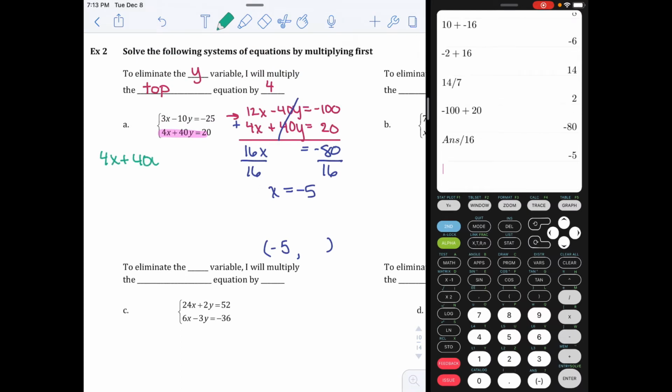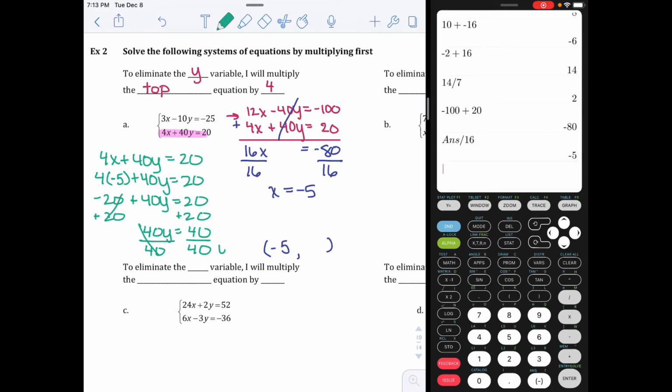4x plus 4y equals 20. I know that x is equal to a -5, so I'm going to replace, I'm going to sub in, right, a -5 for the x spot. And let's solve. 4 times -5, -20. Copy everything else the same. Let's do some inverse operation. Let's add 20 to both sides. 40y is equal to 40, and last but not least, let's divide each side by 40, and we'll get y is equal to 1. Plug that into my actual coordinate, making sure I got my x and my y. Very nice.